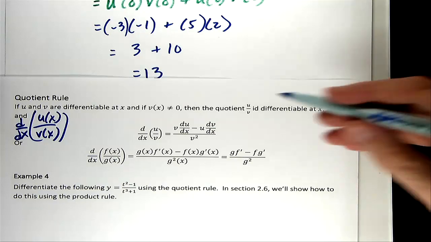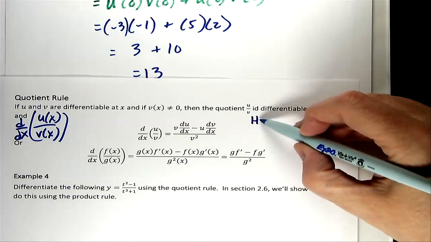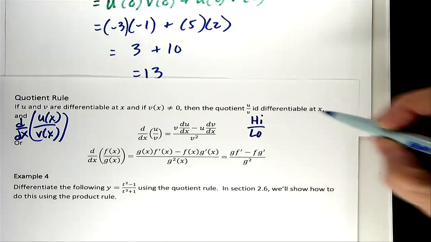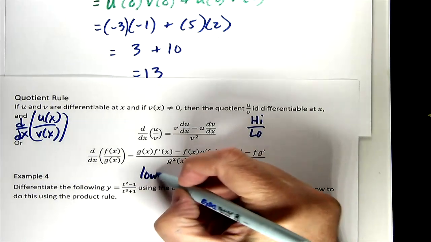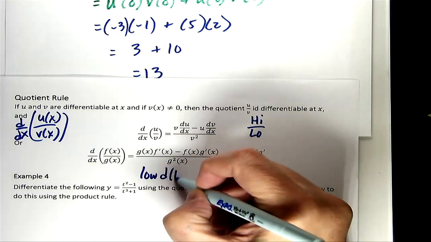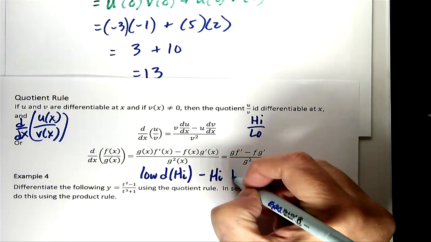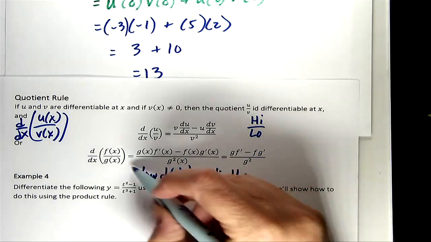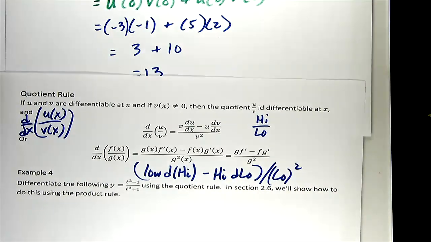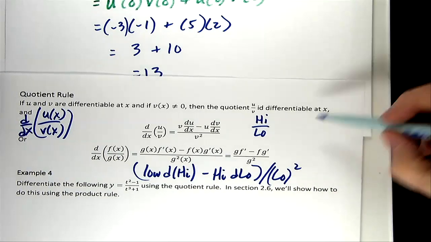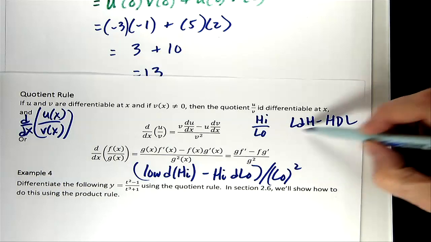The way many of us remember it is if we have high on top and low on bottom, it's low D high, low times the derivative of the high, low D high minus high D low, all divided by low squared. LDH minus HDL over L squared.